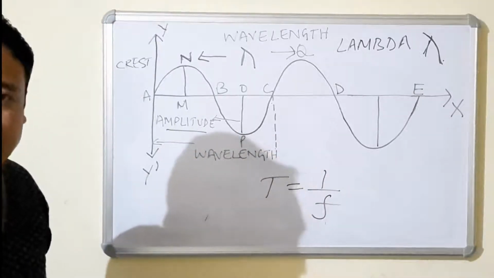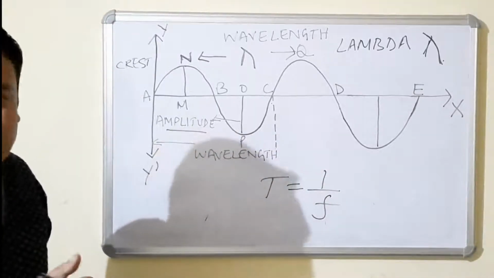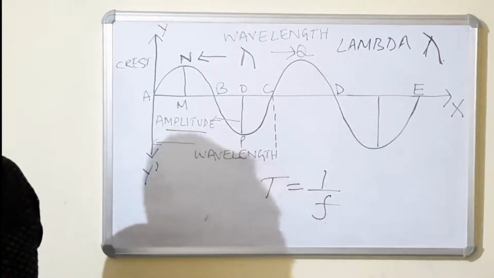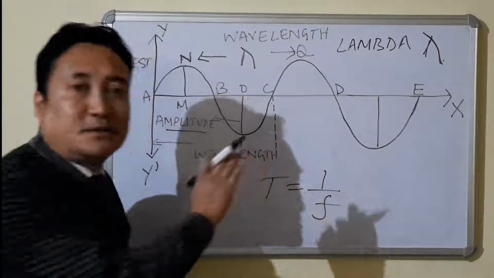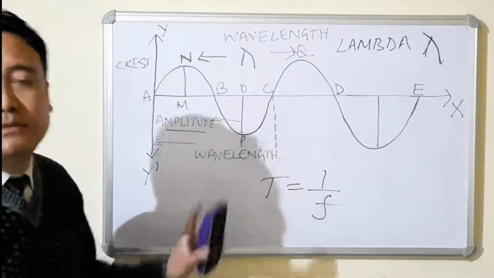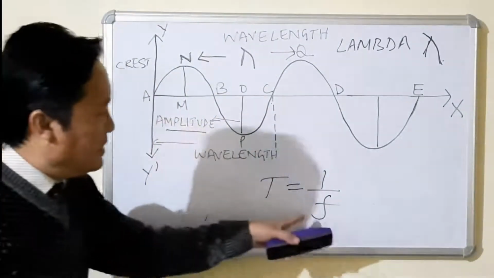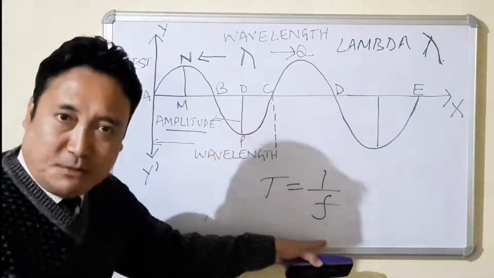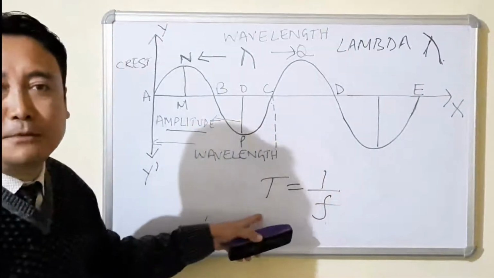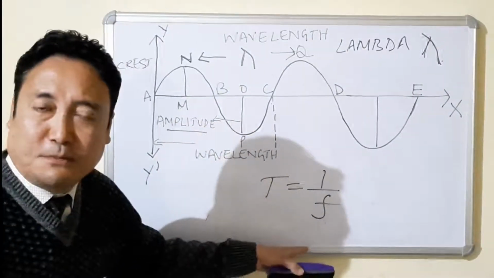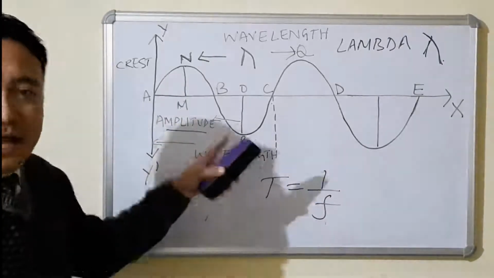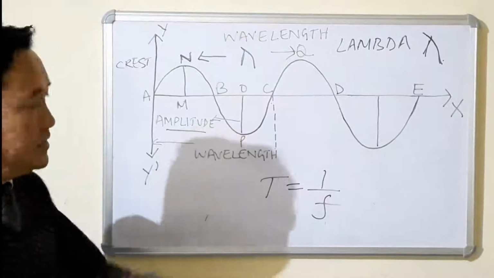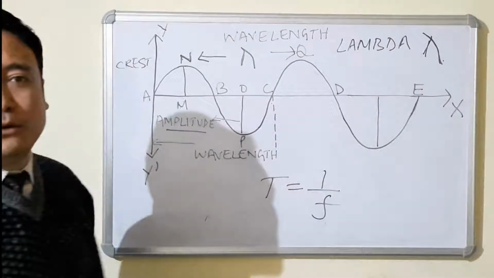Inversely proportional means they are not directly related with each other. Which means if the frequency is more, time period will be less. If the frequency is less, time period will be more. If the frequency is more, time period will be less. That means they are inversely proportional. So there is a relation between the time period and the frequency. T is equal to 1 by f.